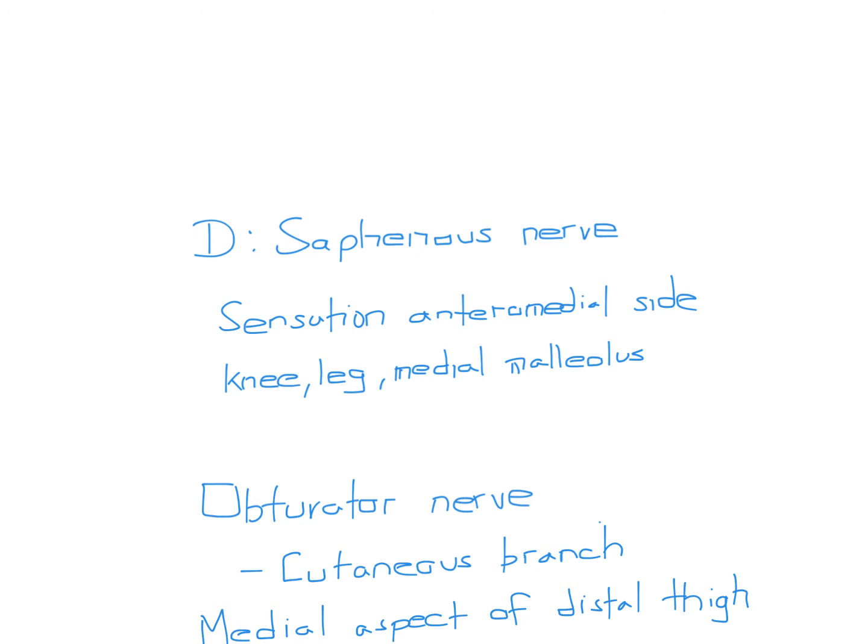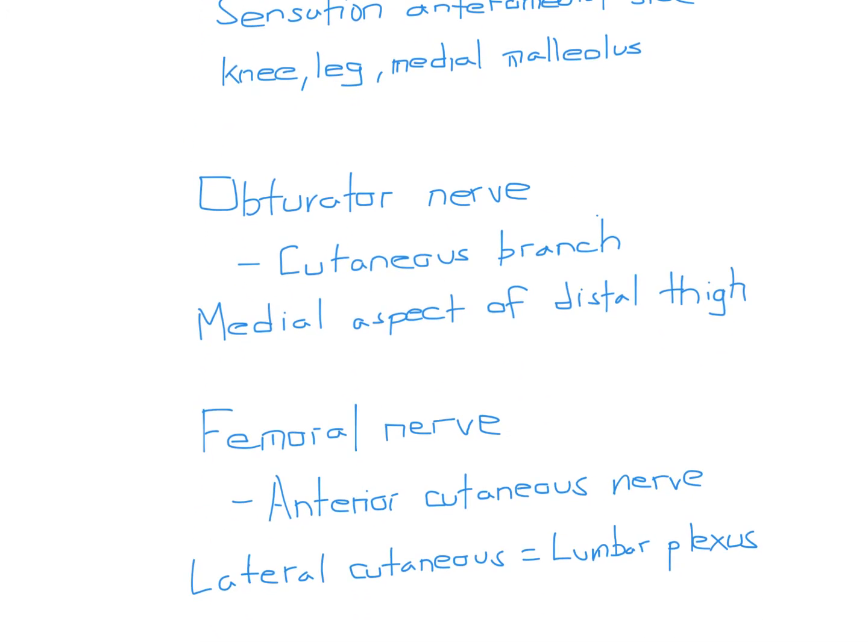But then, just talking about the other answer choices, we have the obturator nerve. The obturator nerve has a cutaneous branch that can innervate the medial aspect of the distal thigh. So obviously in this case, that's not the part that was affected for this patient on their neurological exam.